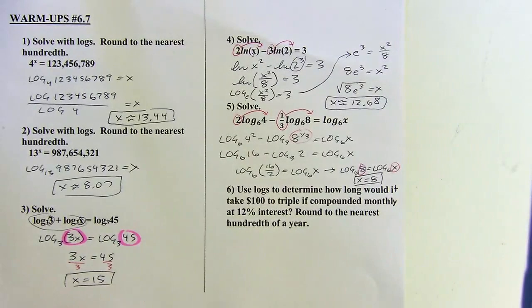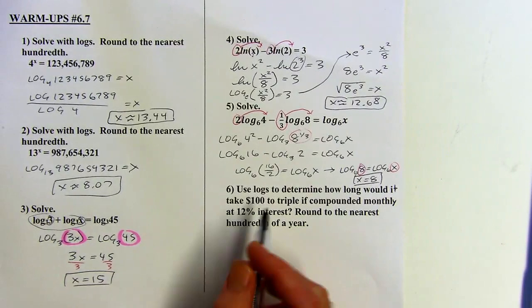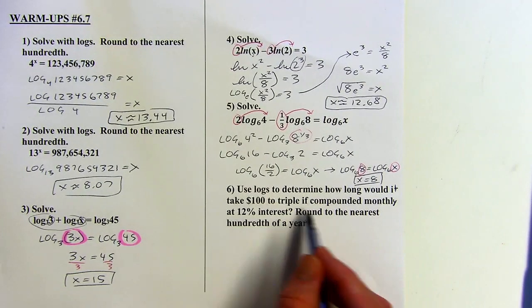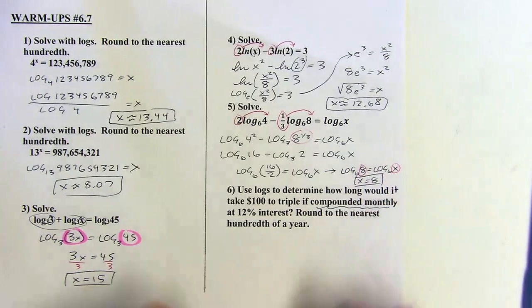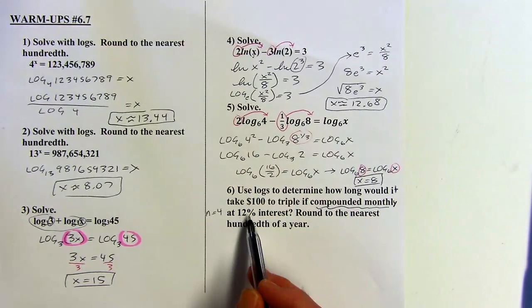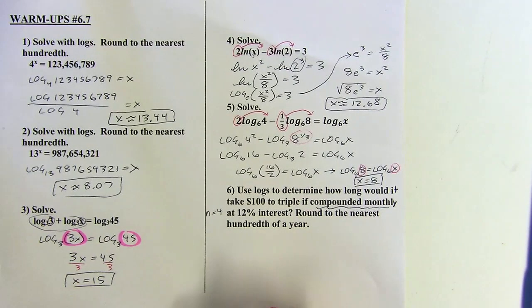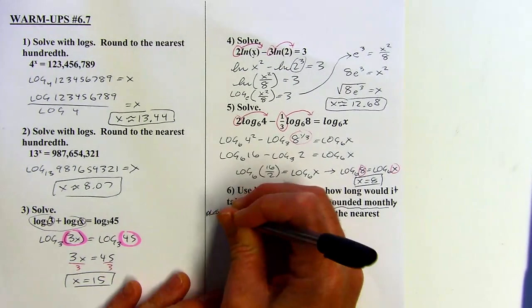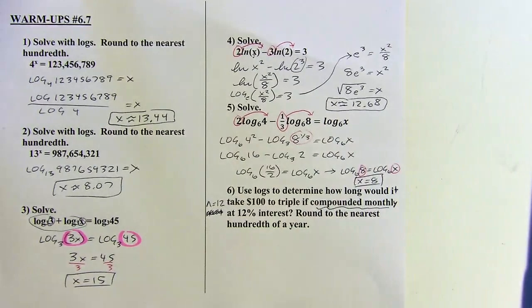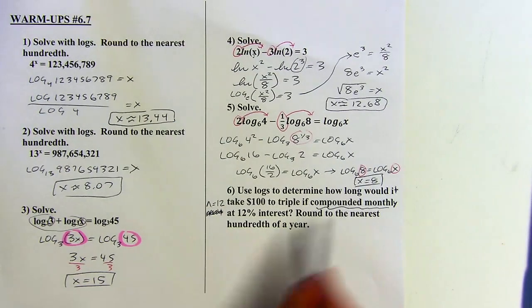Okay, last problem. Use logs to determine how long it would take for $100 to triple if compounded monthly. So compounding monthly, that means we're going to put the 12% into the account 4 times per year. No, that would be quarterly, just kidding. 12 times per year, 12 months in a year. Sorry. So that means our n is 12.